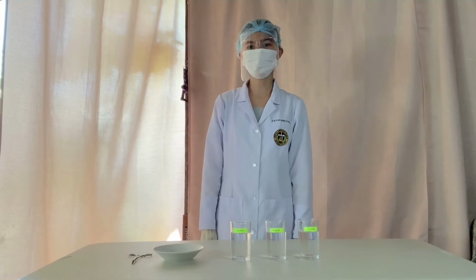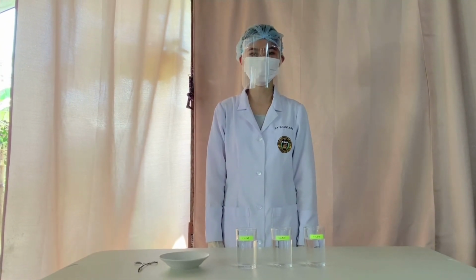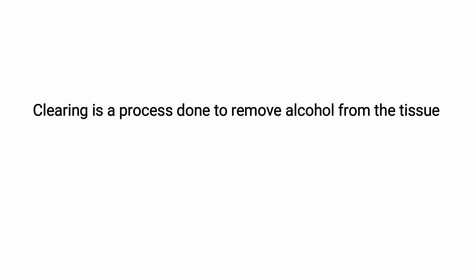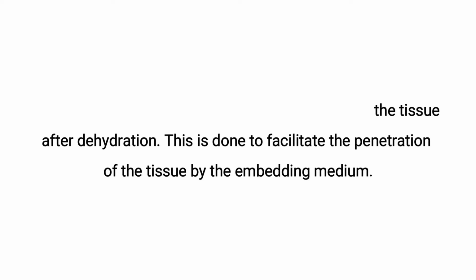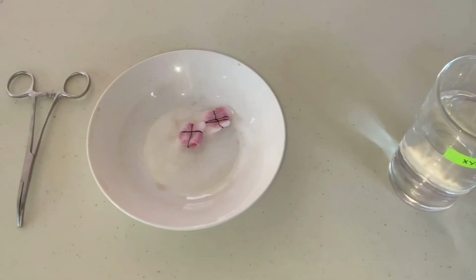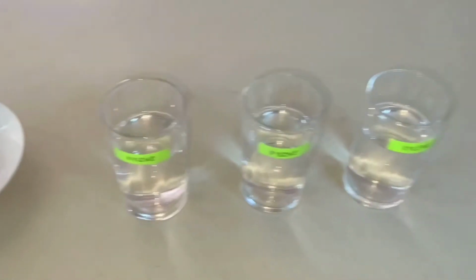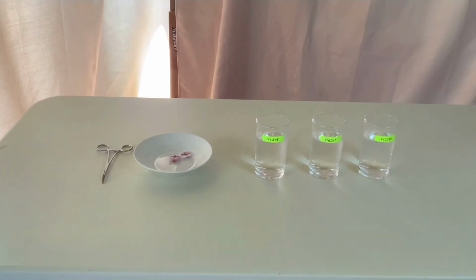After the dehydration process, I will now show you the process of clearing in the histopath lab. What is clearing? Clearing is a process done to remove alcohol from the tissue after dehydration. This is done to facilitate the penetration of the tissue by the embedding medium. The recommended volume of the clearing agent is 10 times the tissue volume. Here are the materials needed for the clearing process. First is the forceps, our dehydrated tissue, and 3 containers with the most common clearing agent, which is saline.